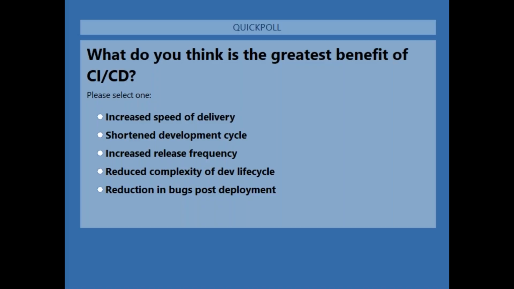All right, and Charlene's going to open up the poll for everybody to jump in. Yeah, poll should be on your screen now. What do you think is the greatest benefit of CI/CD? You can select from increased speed of delivery, shortened development cycle, increased release frequency, reduced complexity of dev lifecycle, and reduction in bugs post-deployment. Go ahead and make your selection.